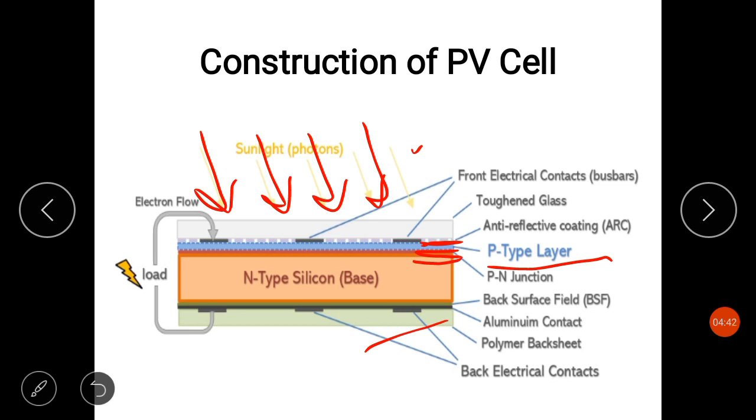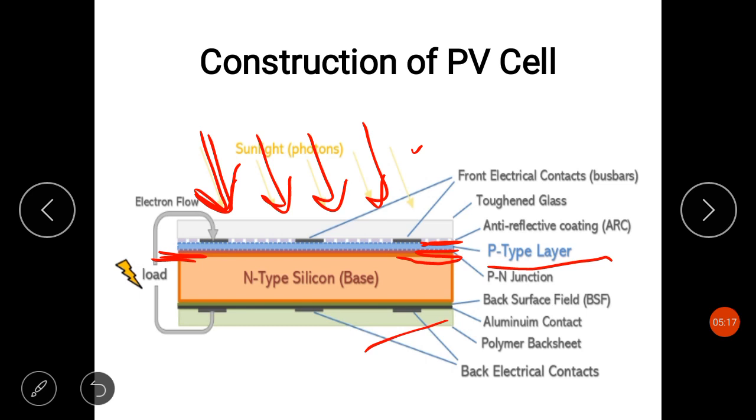The light energy in the form of photons supplies sufficient energy to the junction to create a number of electron hole pairs. After entering the thin p-type layer, these light photons reach the depletion region and create a number of electron hole pairs, as per the principle I have discussed in my previous lecture also.